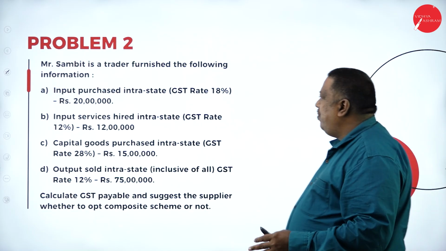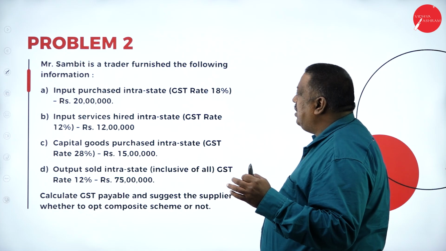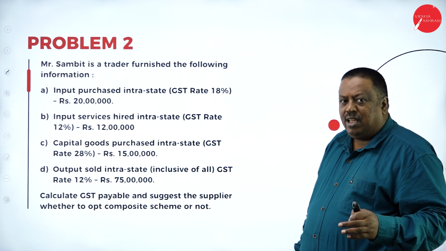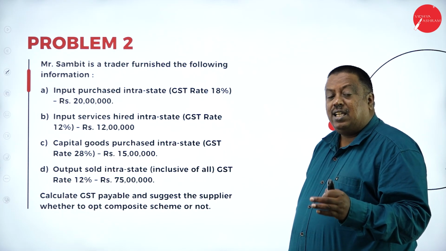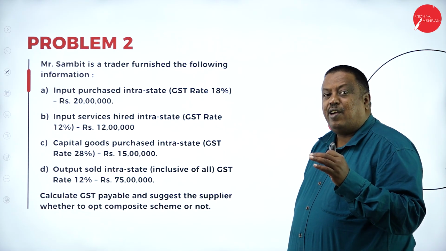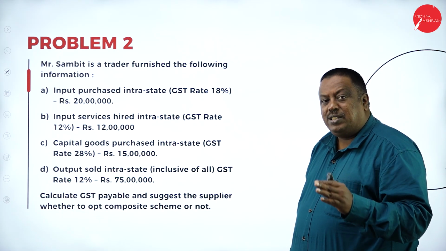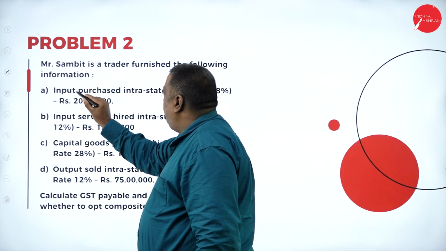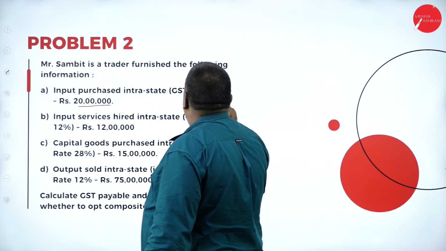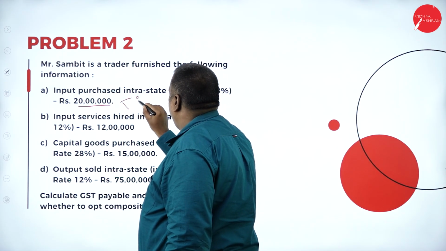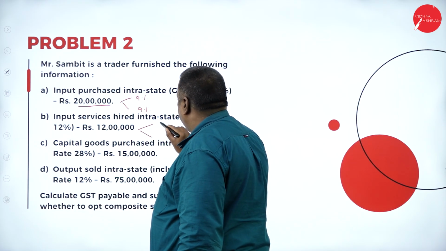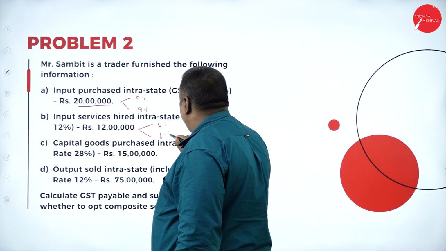In the next concept, we'll learn clearly what is the output tax we have paid and what is the input tax we have paid, and whether I have to pay the GST under normal scheme or composition scheme. In the first case, we have here input purchase 20 lakh. So 20 lakh into this one will be 9% and 9%, and 12 lakhs 6% and 6%.